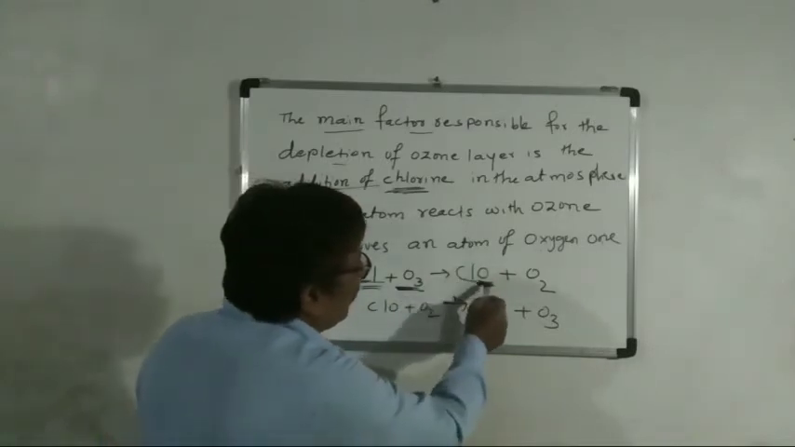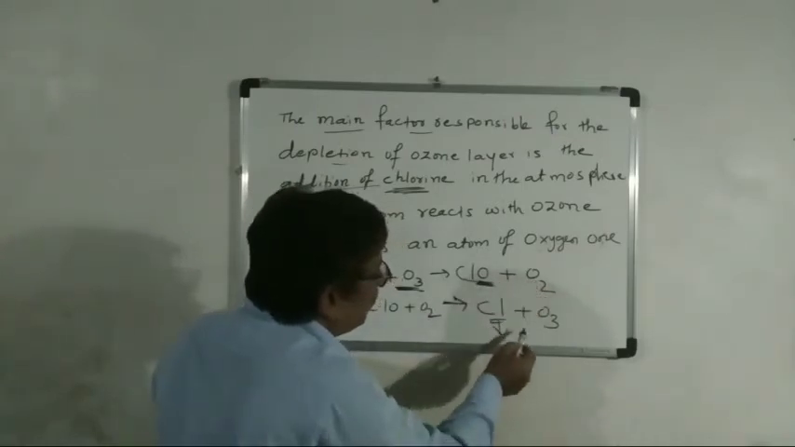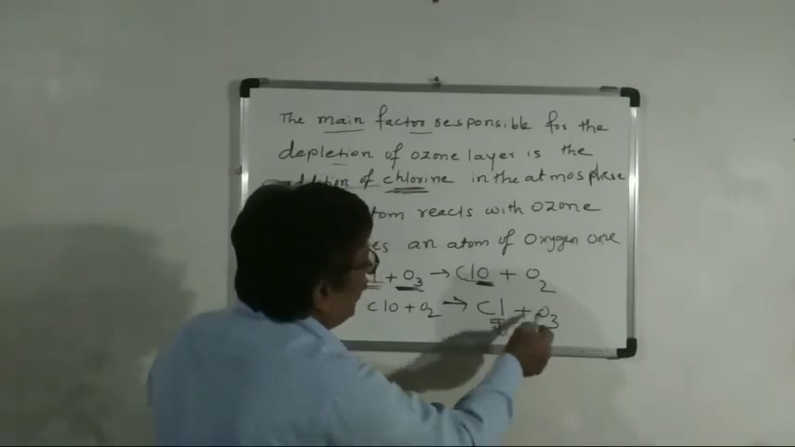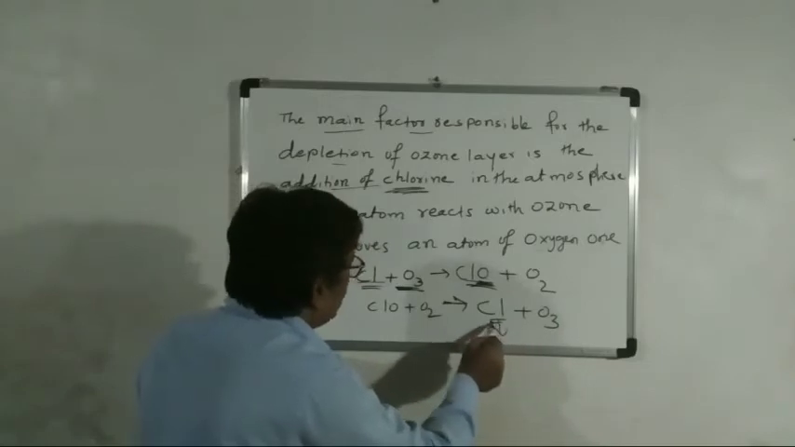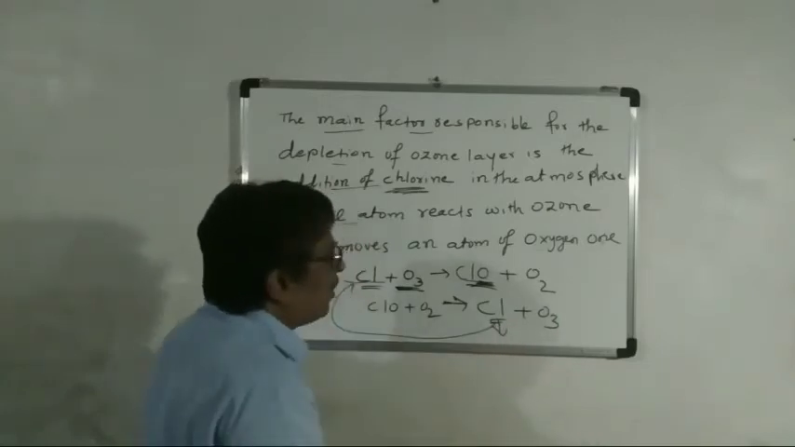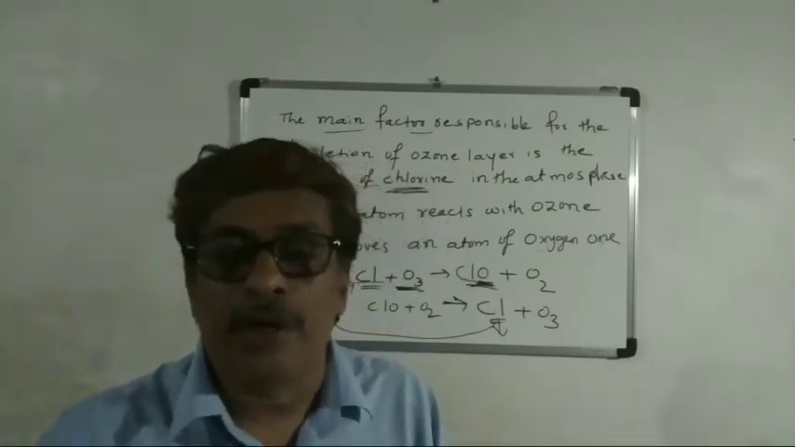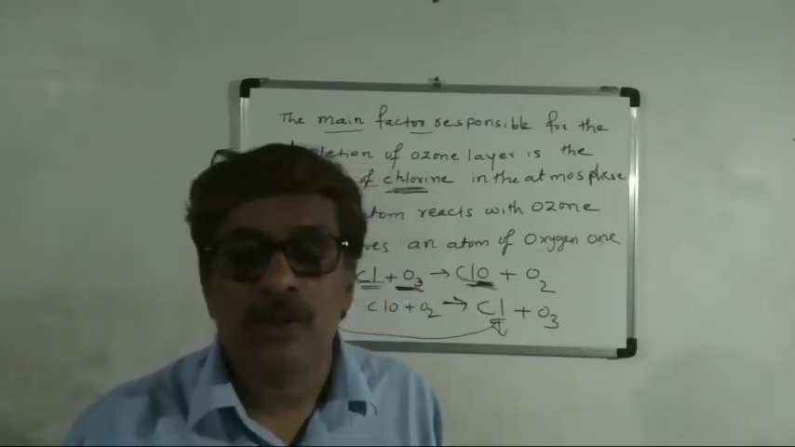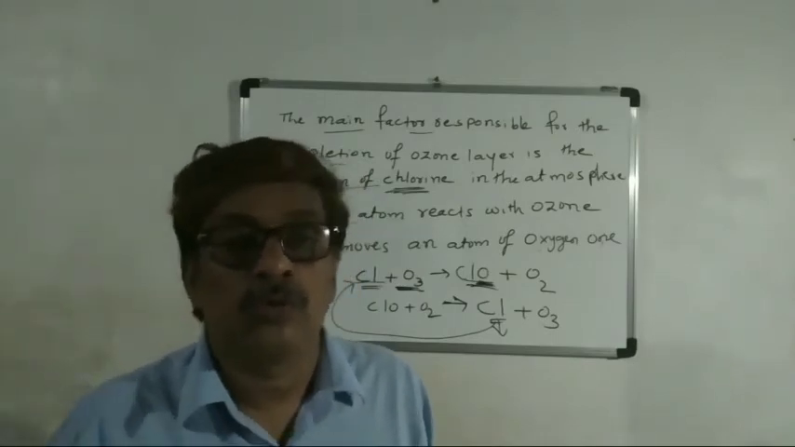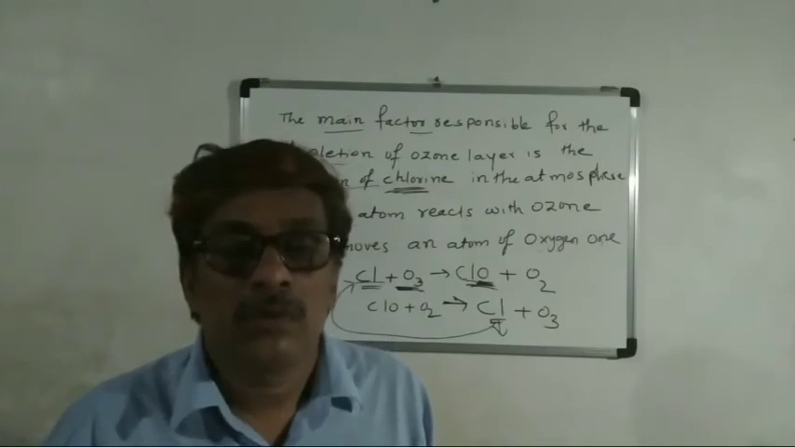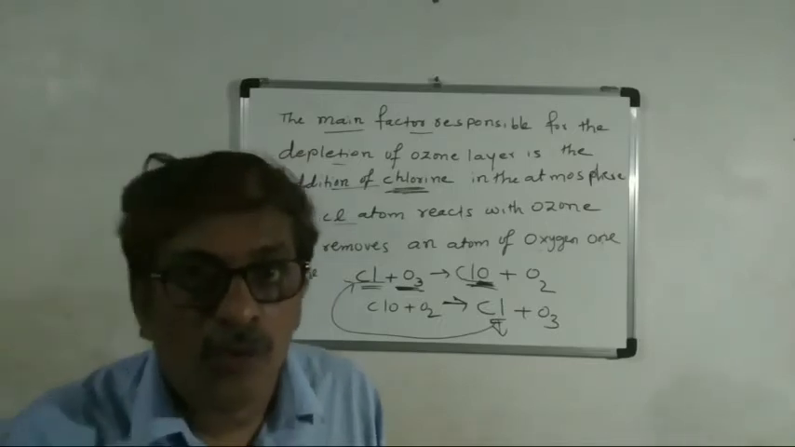So in this way, this chlorine monoxide reacts with oxygen, and again the Cl atom will be removed. And again this chlorine reacts with oxygen, forming chlorine monoxide. So in this fashion, it goes on. One atom of chlorine can decompose 100,000 molecules of ozone. 100,000 means 1 lakh molecules of ozone.